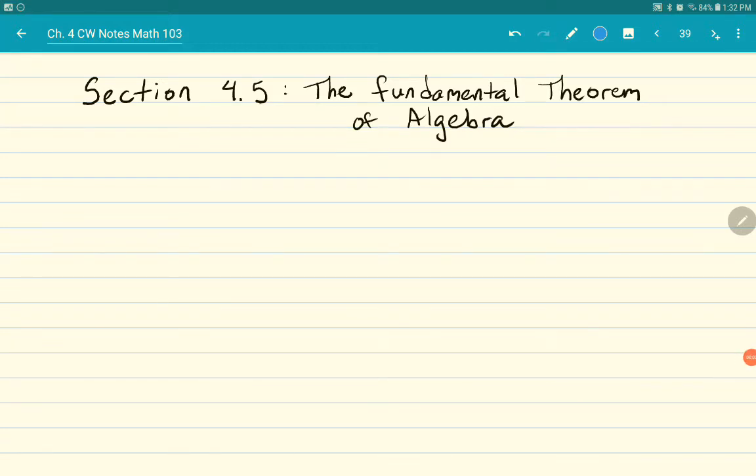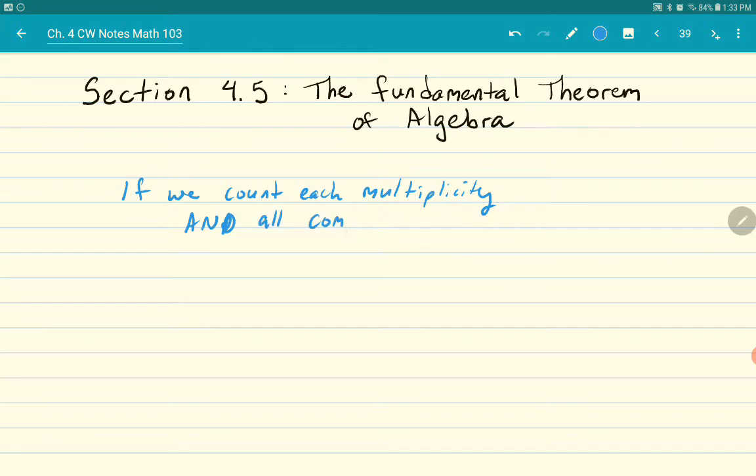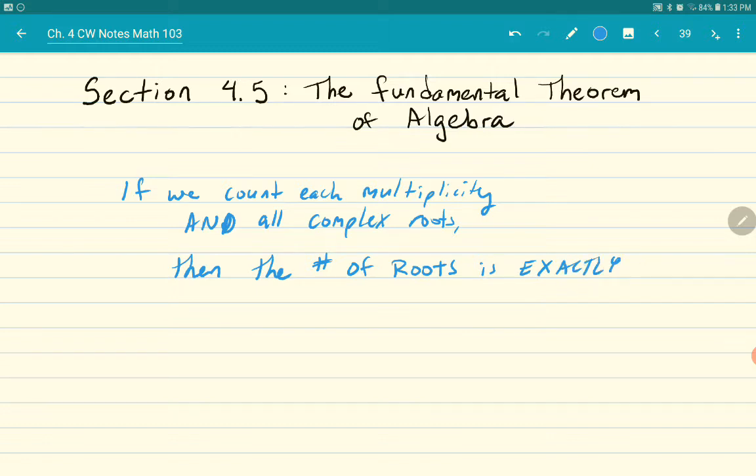Section 4.5, we're talking about the fundamental theorem of algebra. And the big conclusion that is derived from that theorem is that if we count each multiplicity and all complex roots, then the number of roots is exactly equal to the degree of a polynomial.